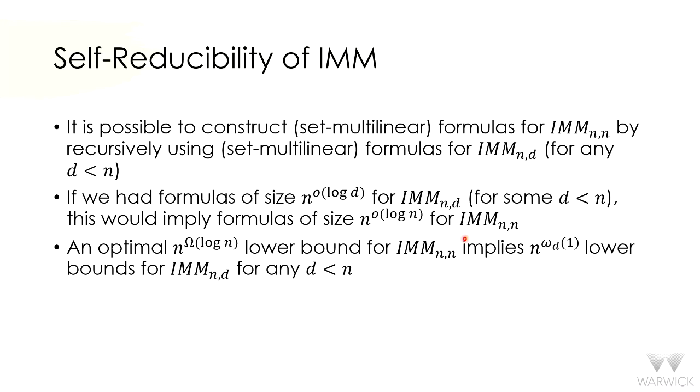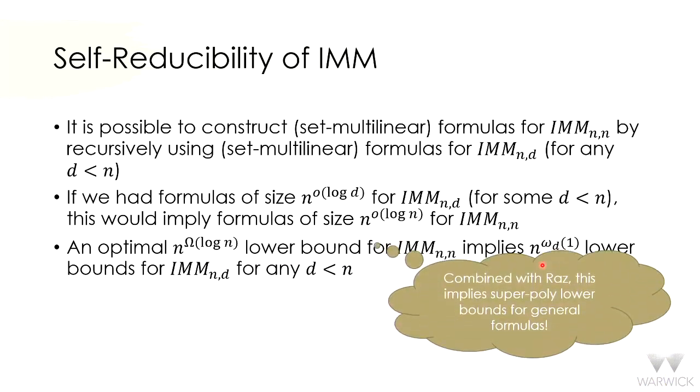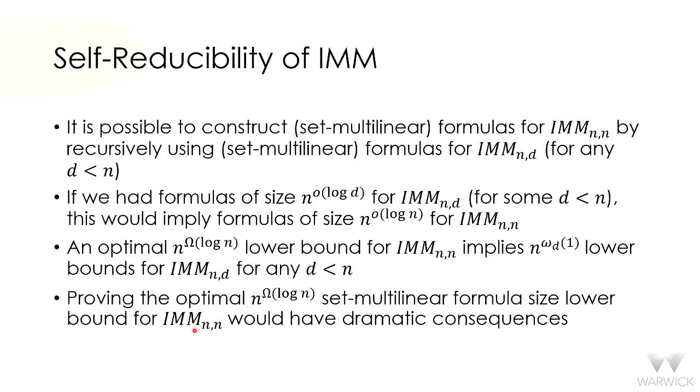And again, stating the contrapositive, what this means is that if you're able to show an n to the omega n lower bound in the large degree setting, then that implies some super polynomial lower bound in the low degree setting. But hey, once you're in the low degree setting, you can now use the framework of Ross that I mentioned on the previous slide. So this would imply super polynomial lower bounds for general formulas. So overall, proving the optimal n to the omega log n set multilinear formula size lower bounds would have dramatic consequences.